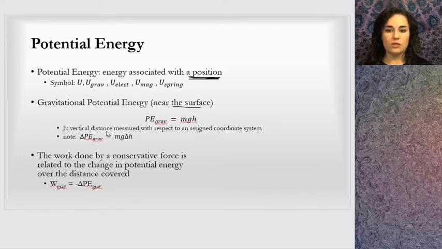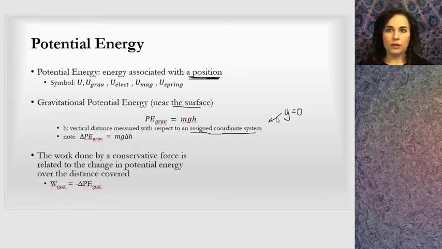And notice that this vertical distance is measured with respect to an assigned coordinate system. Again, we're going back to assigned coordinate systems, and why I've been emphasizing them is if there's not a coordinate system assigned, you don't have a reference point, and you have no way to measure potential energy. So make sure that you're setting, where is y equal to 0? Where is gravitational potential energy equal to 0? And it may be obviously on the ground, right?